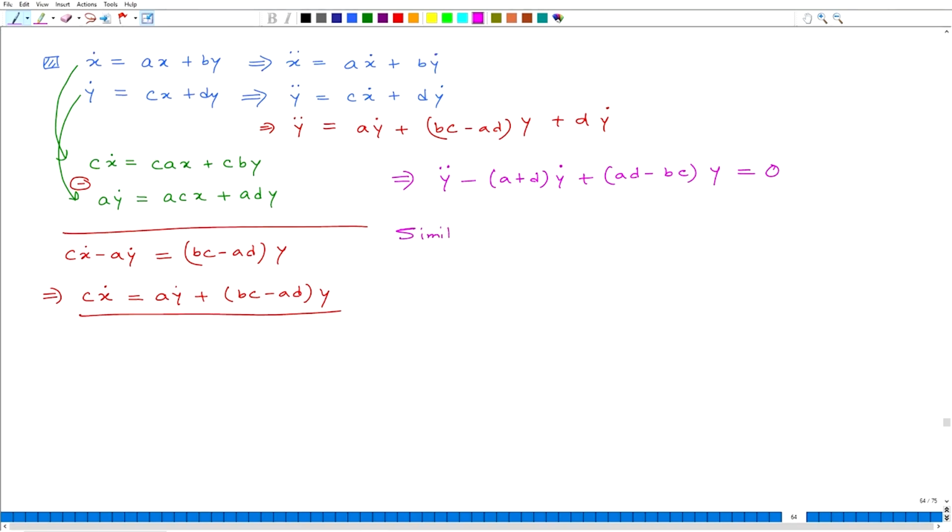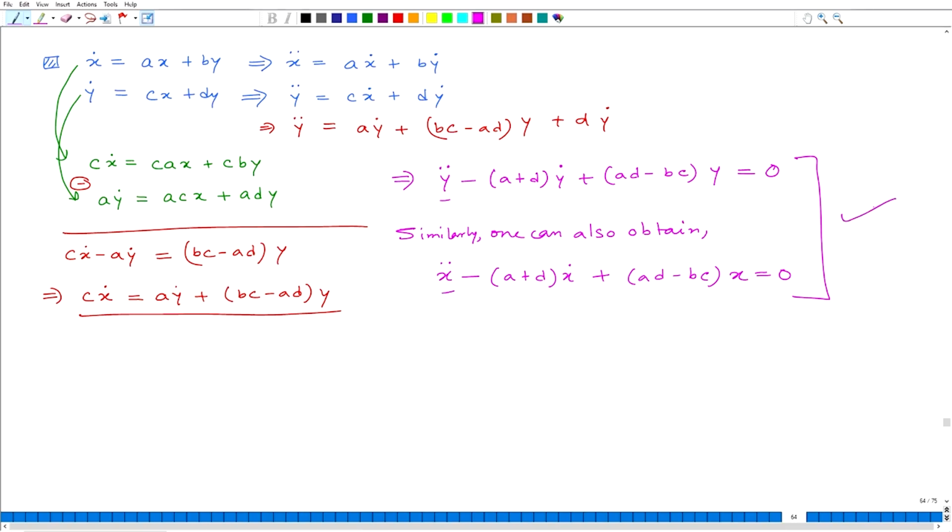Similarly, one can also obtain x double dot minus (a plus d) x dot plus (ad minus bc) x equal to 0. This I personally request you to check, and you will find that both x and y are satisfying the same equation. Now, what is the message from that?